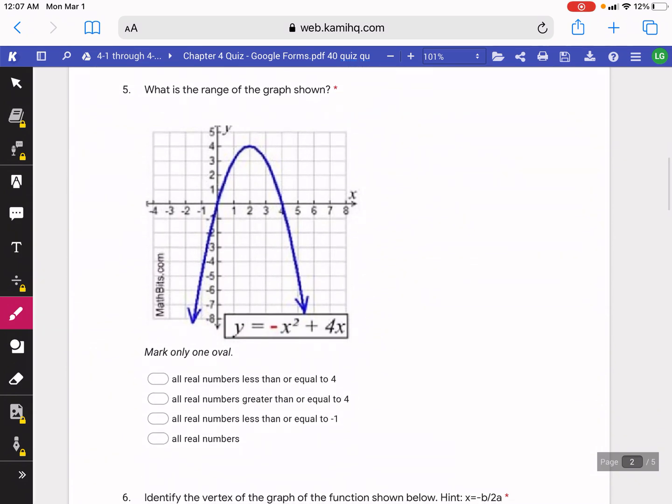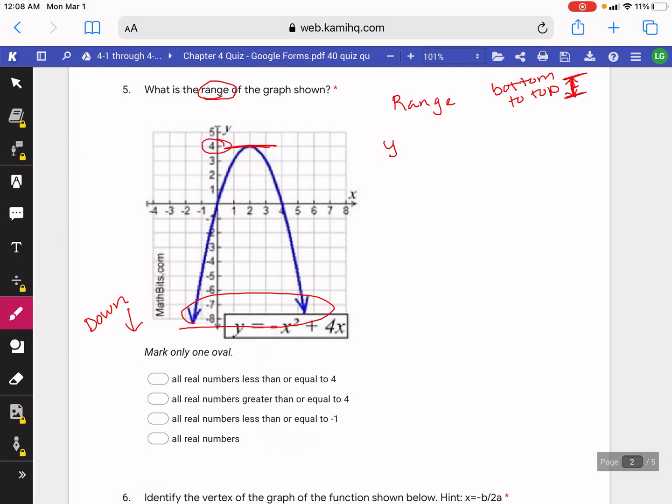This next question is asking for the range of the graph shown. Remember, range, you usually use the letter y, and you're looking from bottom to top. So here we look at the bottom, we can see this graph's going to keep going down. If we look at the top, the highest it reaches on the y is 4. So the graph contains y values that go down from 4. Since it's down, we're going to use less than.